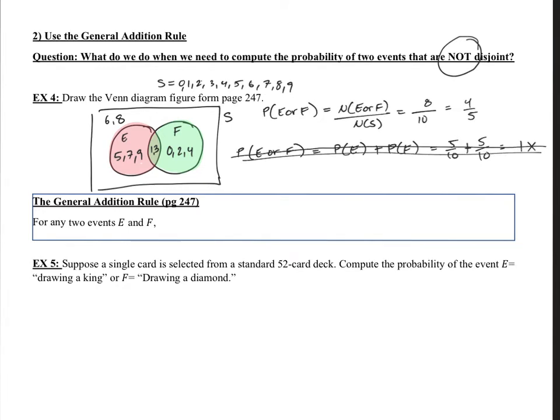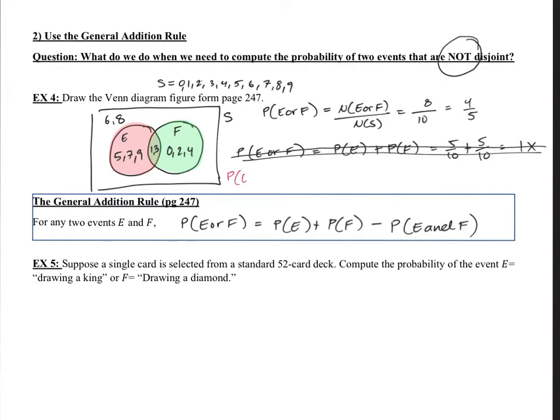So we have to find a way to deal with events that have things in common. The general addition rule for any events applies to disjoint events as well. So it applies for both disjoint and not disjoint. The probability of E or F is the probability of E plus the probability of F, subtracting the probability of E and F, which is what they share in common. So let's retry this problem with the new rule.